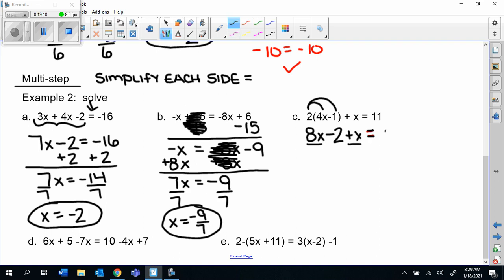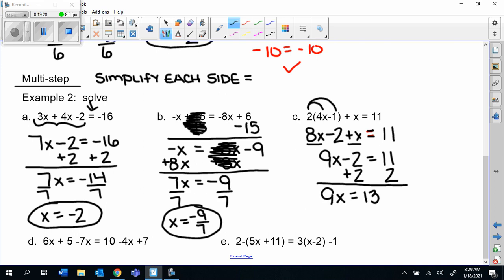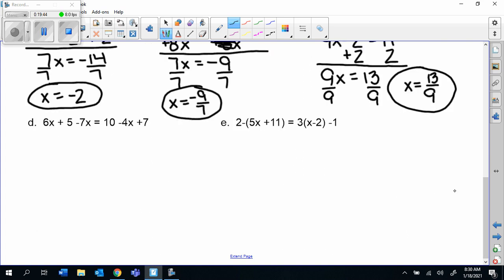All right, so 8x plus x is 9x minus 2 equals 11. And now it should start to look a little more familiar. Add that 2 to both sides. 9x equals 13. Divide by 9, divide by 9. And x equals 13 over 9. As long as your fraction is reduced, an improper fraction is fine with me, unless my math lab requires you to change it to a mixed number.